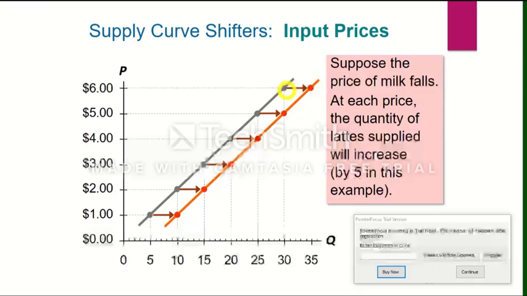So these graphs show a positive shift in the supply curve, that is, the supply curve shifts right due to a fall in input prices. In this case, the input price is the price of milk, and when the price of milk falls, that is, the input price falls, the supply curve shifts rightward.